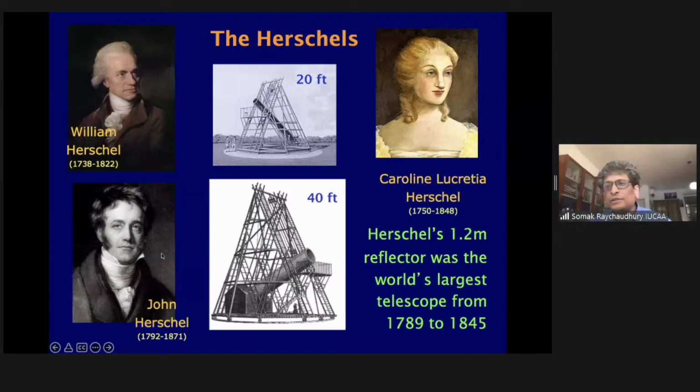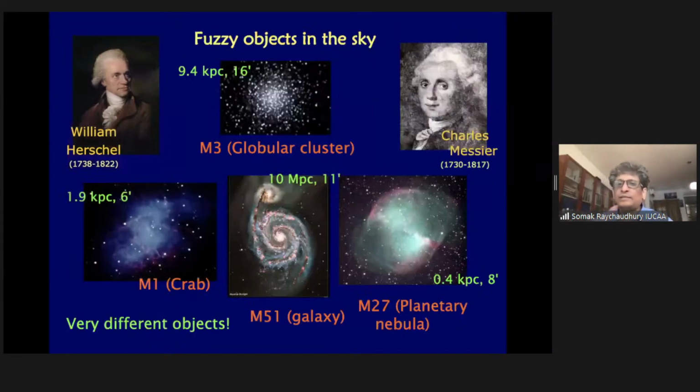His son, John Herschel, was actually born in England, while William came from Germany as a musician. John went on to build bigger telescopes, and he took his father's telescopes to the southern hemisphere, to South Africa, and started looking at the southern sky, and slowly we built up a picture. I showed this picture to you before: between William Herschel and Messier, they had worked out that there are two different kinds of stars.